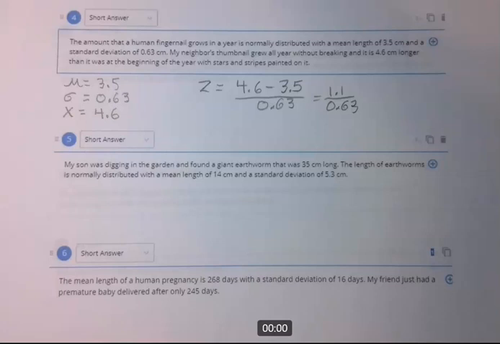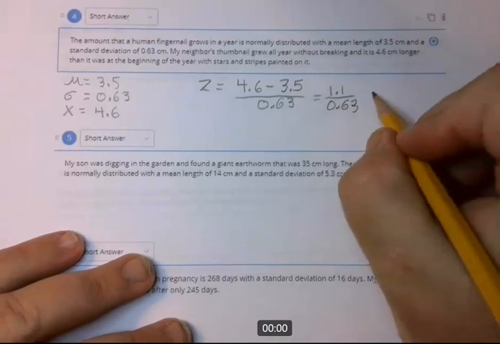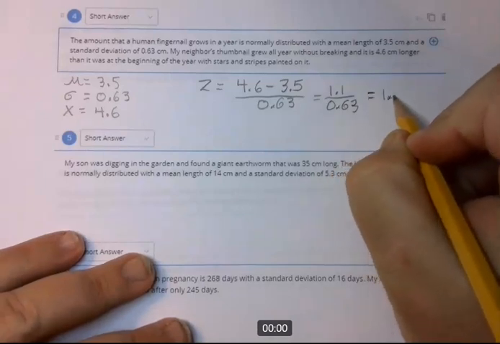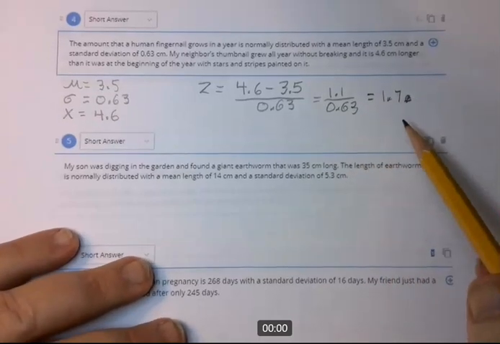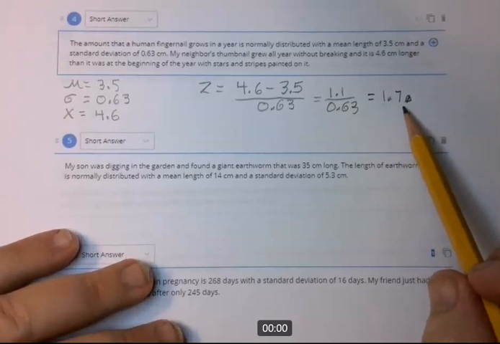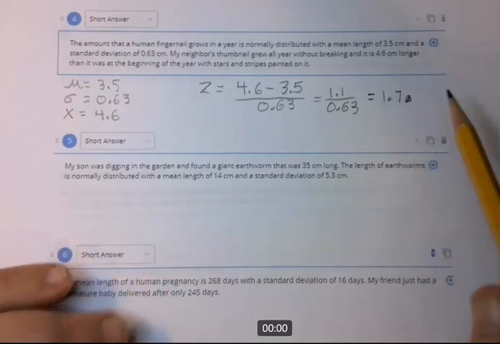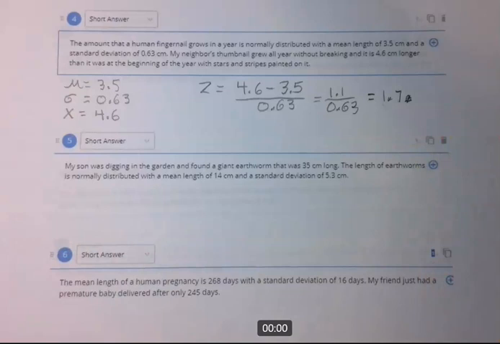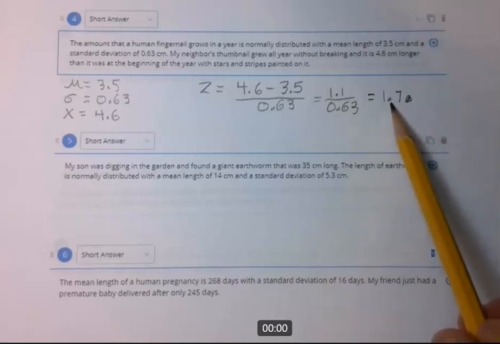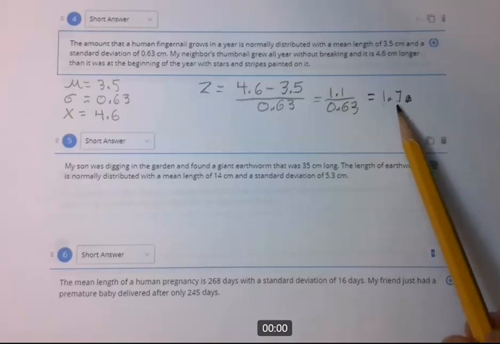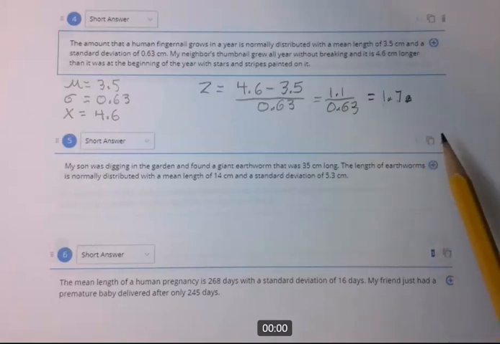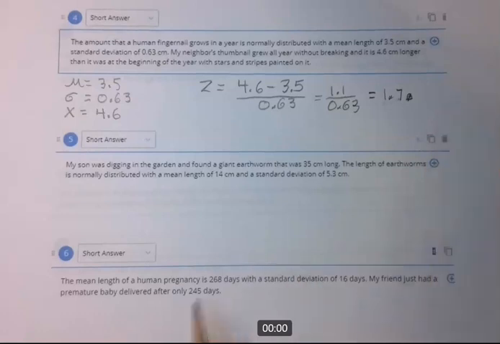Okay, and that gives us 1.7 centimeters, or excuse me, 1.7 standard deviations. So if it was 2 standard deviations, it would be longer than 97.5% of all fingernails. If it was 1 standard deviation, it would be longer than 84%. So we're somewhere in between those two, so it's probably longer than a little over 90% of all fingernails, just making an estimate there. All right, so that's well above average.